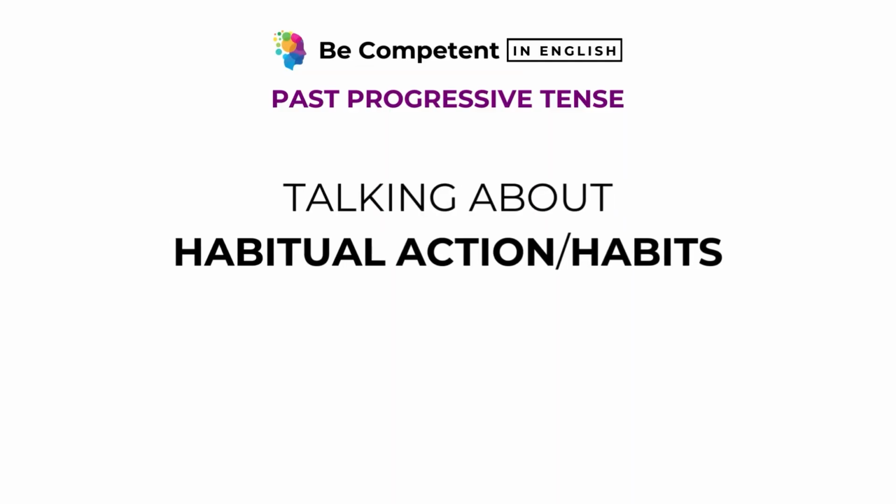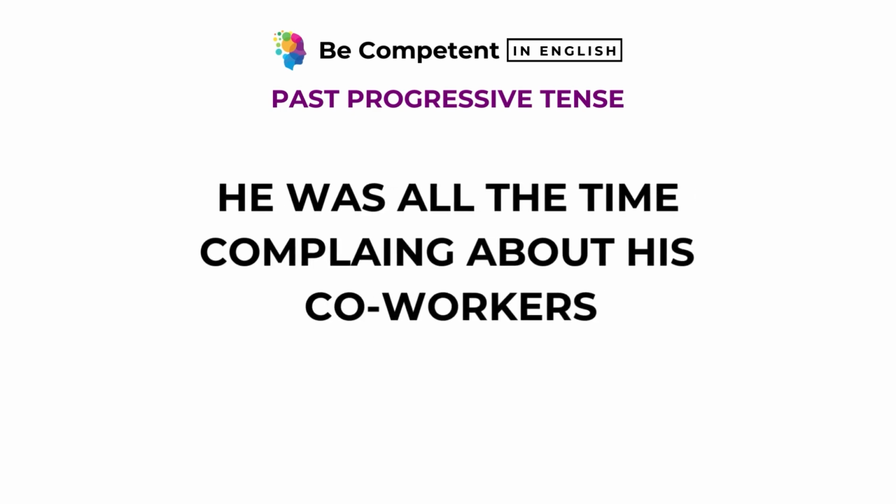Furthermore, we use past progressive tense to talk about habits, somebody's habits or our own habits, like he was all the time complaining about his co-workers. Fine. Whenever you want to talk about some habits in the past, some habitual action in the past, then you are going to use this tense. Okay, fine. Is it clear?